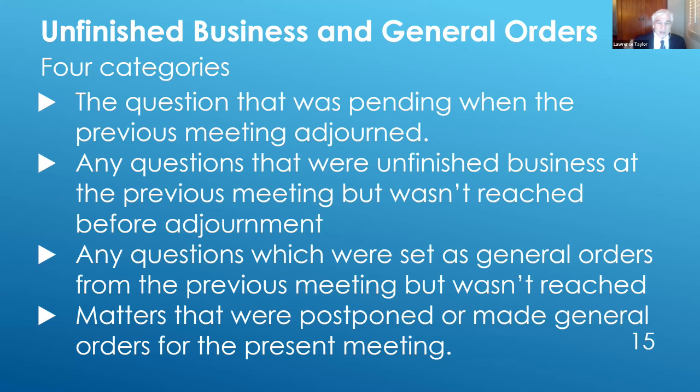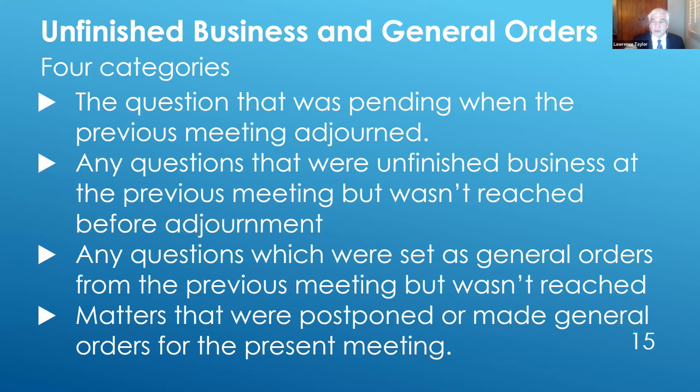And then there are any questions which were set as general orders from the previous meeting but weren't reached. So, there was the unfinished business, and then there were the general orders, and then matters that were postponed or made general orders for the present meeting. So maybe at the prior meeting, someone postponed consideration of the holiday party to the current meeting, and that wasn't reached in the current meeting. So of course that then goes to the subsequent meeting.